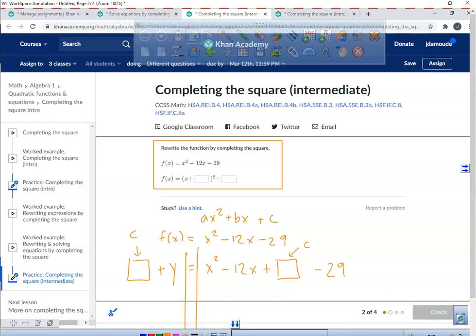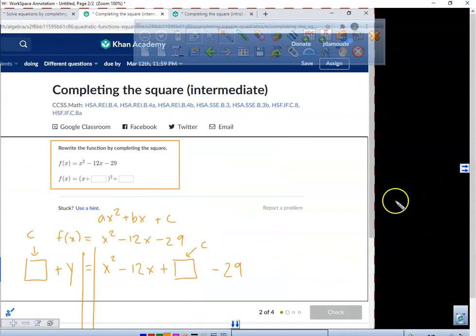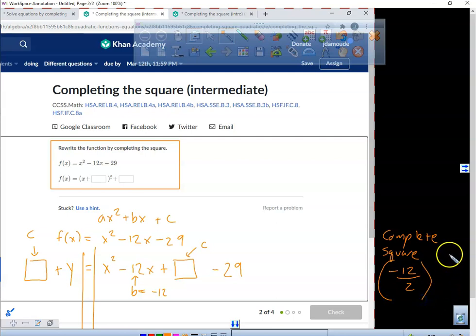Step two, complete the square. All right? So how do we complete this square? I'm going to write down over here, complete the square. So what is our b value right there? Our b value is what? Negative 12. So I'm going to take negative 12, take half of it, and square it. So what is negative 6 squared?